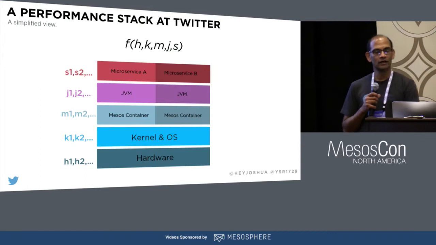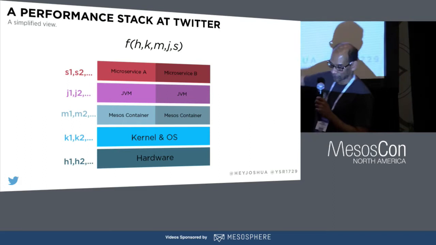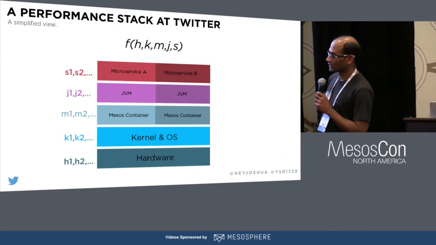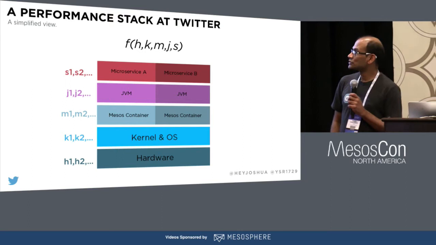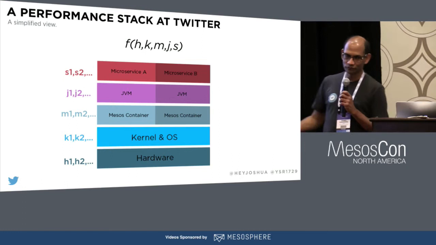Here's a typical performance stack of any particular instance. If I look at the stack over here, at the bottom is the hardware of the host, and the kernel and OS running on top of the hardware. In this particular case, we have two Mesos containers running on that host. And each of these containers, in turn, is running a JVM process, and the microservice is executing on top of the JVM. So it's a layered system, and each layer of this service stack might expose a set of parameters which you might tune for optimal performance of the microservice.